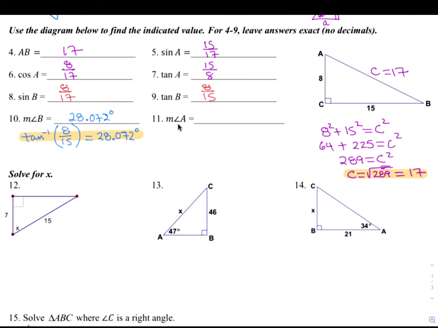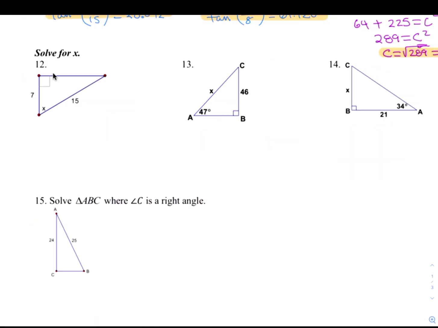All right, number 11, we want to find the measure of angle A. We'll use the sides 15 and 8. 15 is the opposite of angle A, and 8 is the adjacent. So we're going to use inverse tangent again. So it's going to be the inverse tangent of opposite over adjacent. So that's the inverse tangent of 15 over 8, and we put that in our calculator. And in the calculator, the inverse tangent of 15 divided by 8 is 61.928, so that is the measure of angle A.